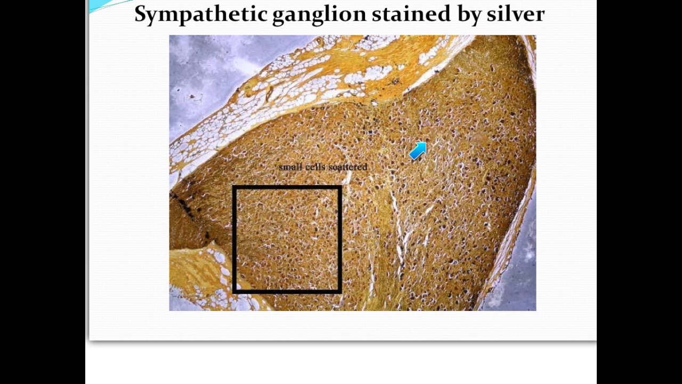What is the type of the neuron here? It is a multipolar stellate neuron. Do you have a synapse in this ganglion? Yes, there is a synapse. We have a preganglionic and postganglionic. What is the type of the nerve fibers here? We have here the postganglionic fibers are unmyelinated nerve fibers.